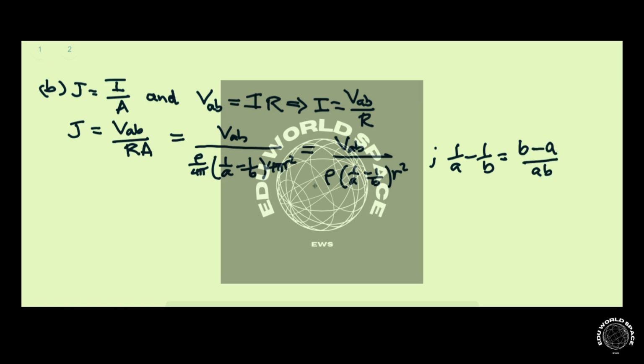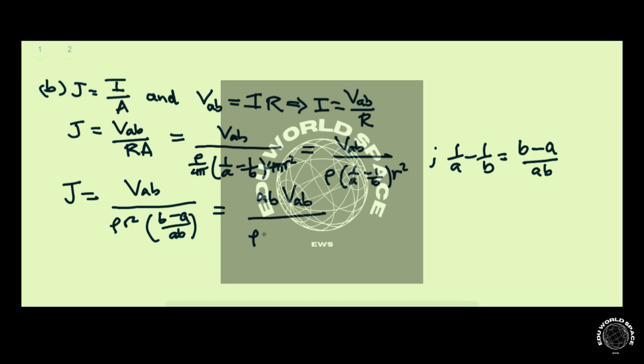If I substitute this into the denominator and shift things around a bit, let me just put it straight so it's clear what I'm doing. I have ρ r squared times (B minus A) over AB, and then I can move this to the numerator. So that's AB VAB over ρ r squared times (B minus A). This is what they ask for in part B.